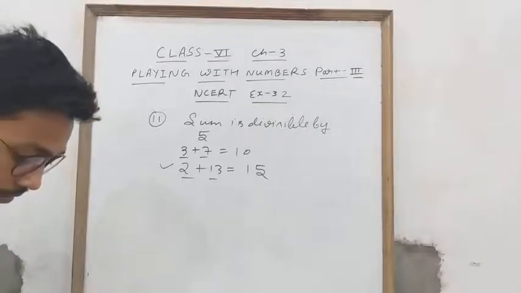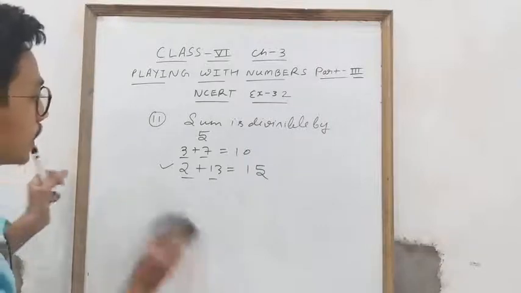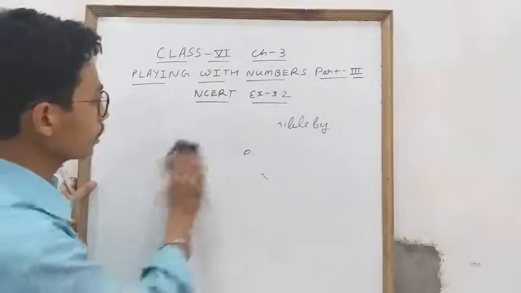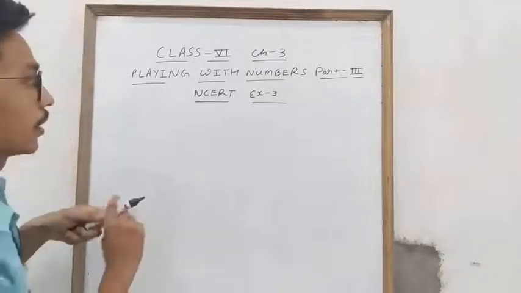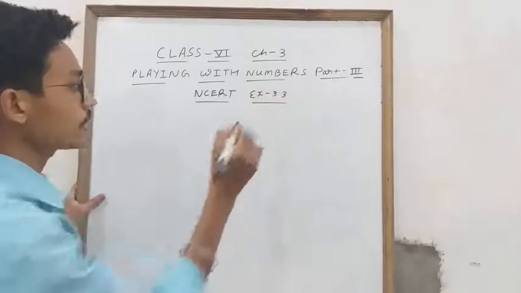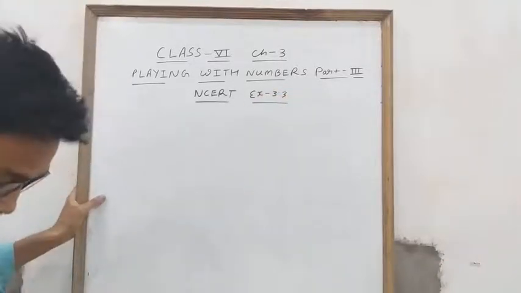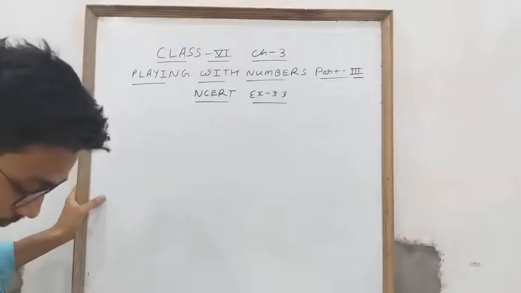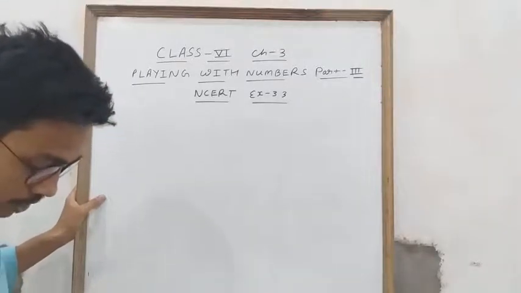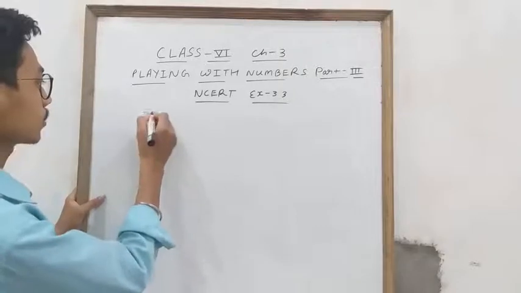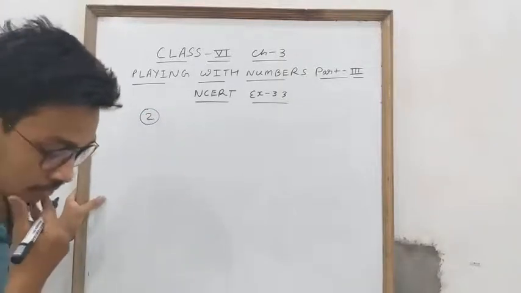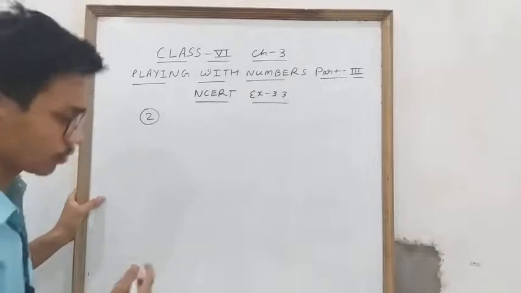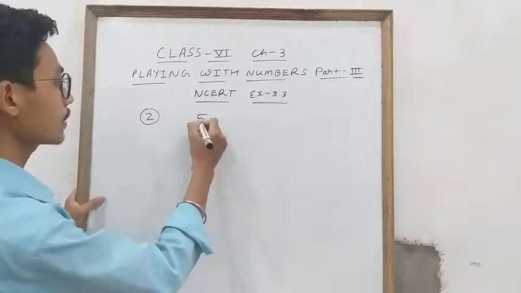3.3 is given, the test of divisibility. You have to check the test of divisibility. Now, test of divisibility I explained lots of things in this. Many examples I gave. So I will solve one question. Question number 2 is given: using divisibility test, determine which of the numbers is divisible by 4 and 8. So one example I am going to take, like 572.